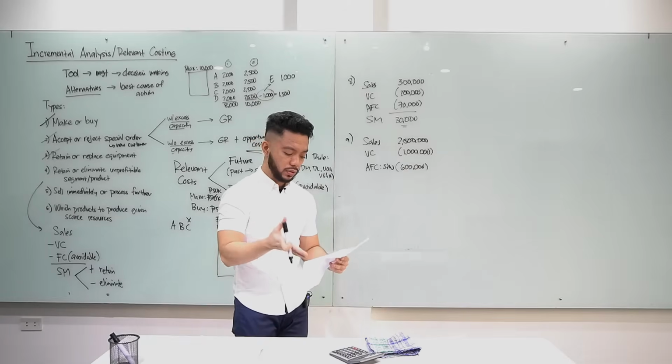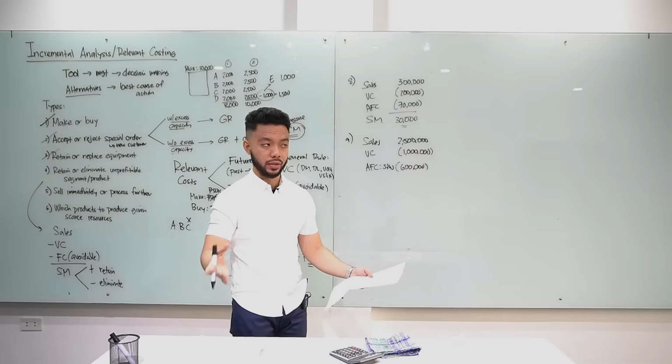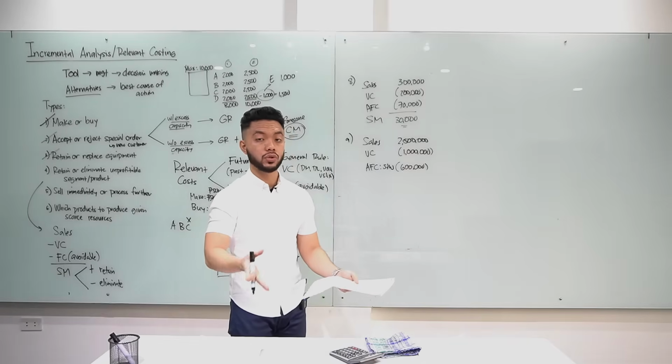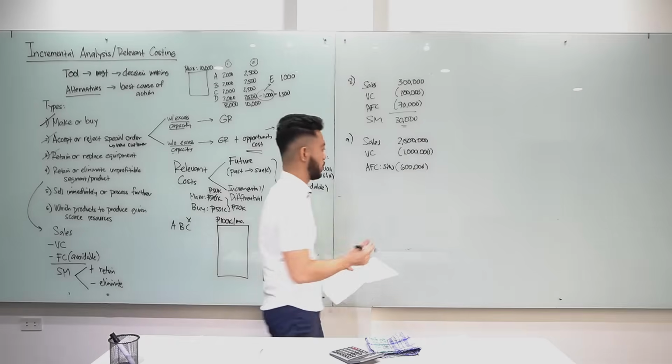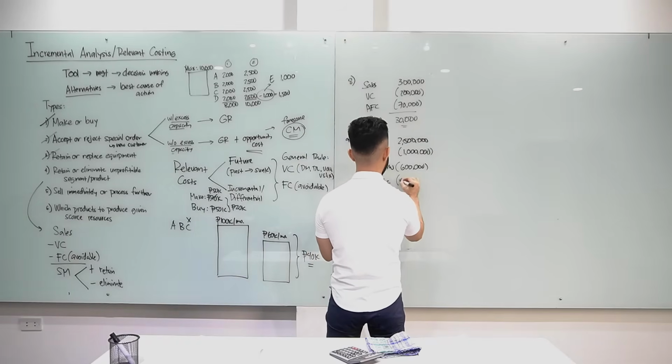Siyempre, ita-drop mo na yung branch. Hindi na siya makakapagbenta. Okay? So, ma-avoid mo yung insurance on inventories. Wala na siyang inventories. Okay? So, yung insurance is an avoidable fixed cost. Minus 50,000.